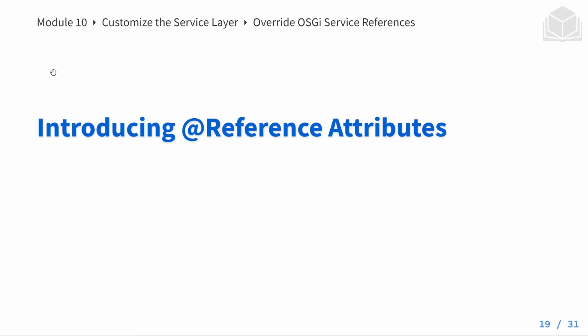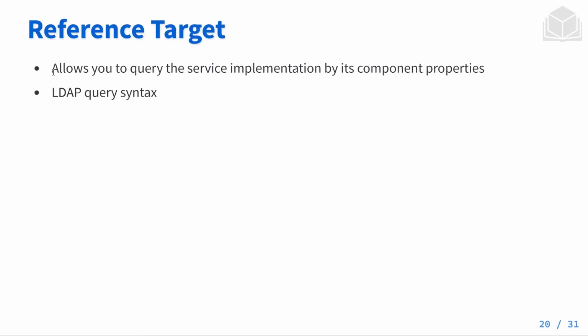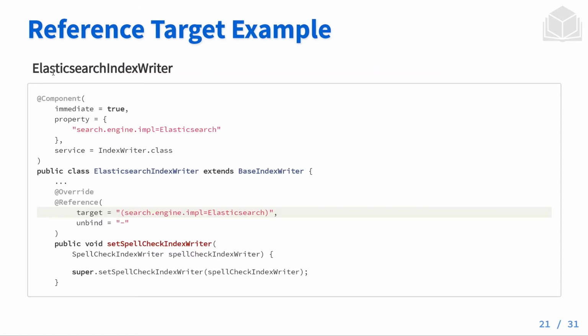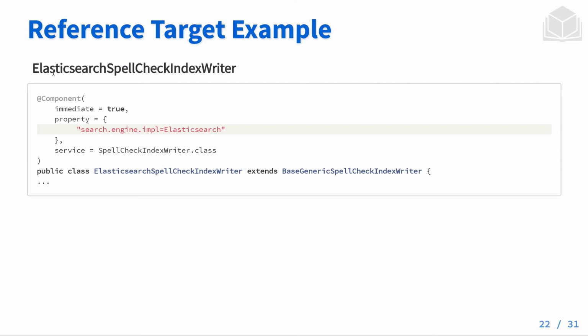Introducing an @Reference attribute: reference targets allow you to query the service implementation by its component properties, and it's all LDAP query syntax. For example, what we have here is an Elasticsearch index writer, and inside of the Elasticsearch index writer class, we have target equals search.engine.impl equals Elasticsearch inside of the reference annotation. Similarly, inside of the Elasticsearch spellcheck index writer, we have a property which is search.engine.impl equal to Elasticsearch.